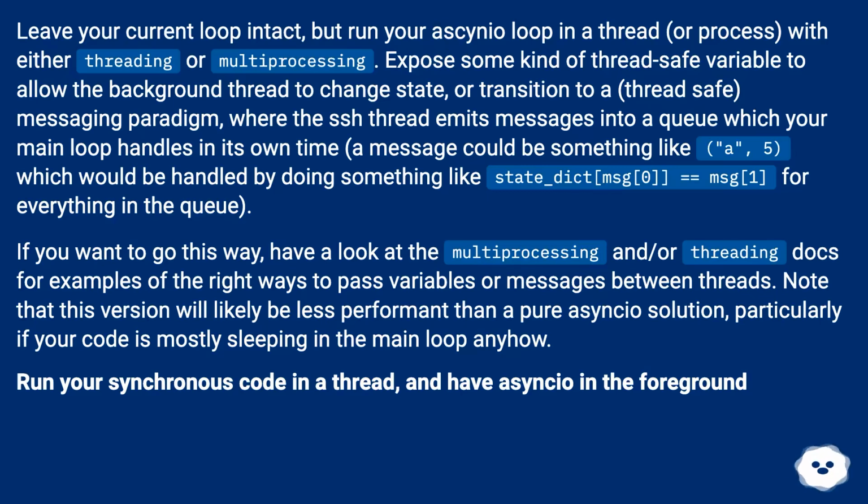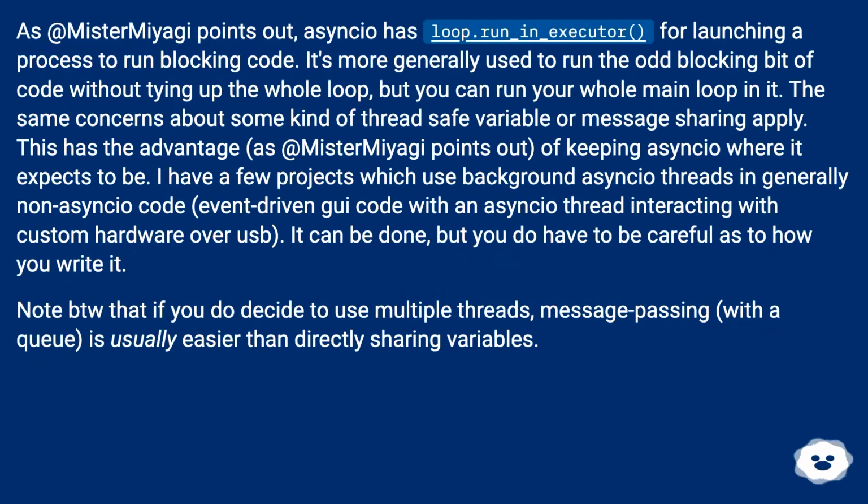Run your synchronous code in a thread, and have asyncio in the foreground. As Mr. Mayajai points out, asyncio has loop.run_in_executor for launching a process to run blocking code. It's more generally used to run the odd blocking bit of code without tying up the whole loop, but you can run your whole main loop in it. The same concerns about some kind of thread-safe variable or message sharing apply. This has the advantage, as Mr. Mayajai points out, of keeping asyncio where it expects to be.